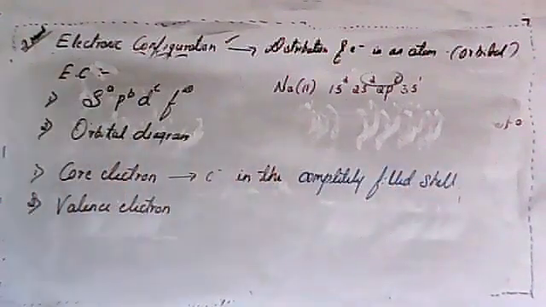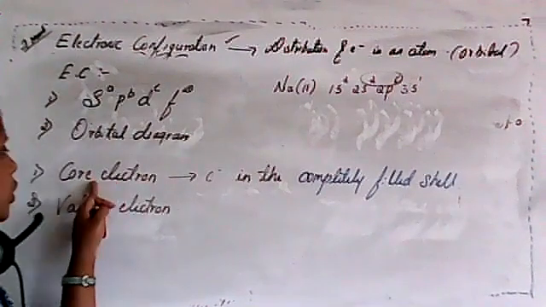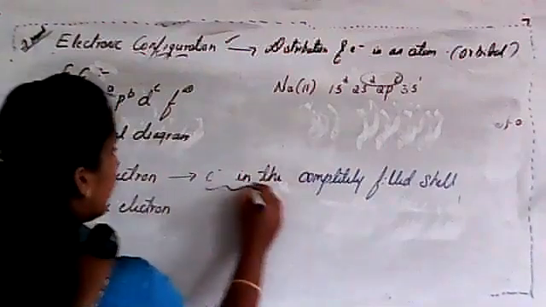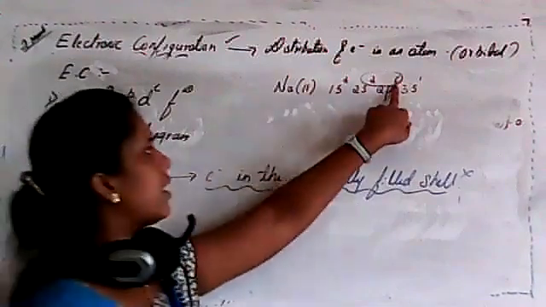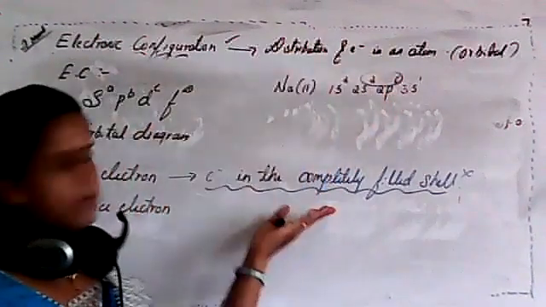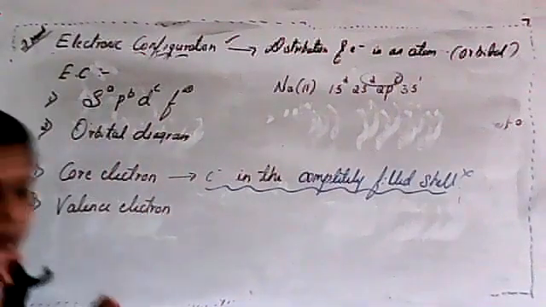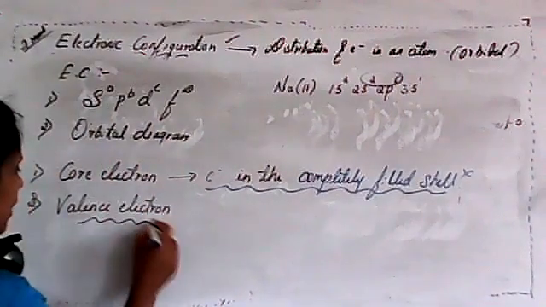Clear? Core electrons are nothing but electrons in the completely filled shell. We don't use this. If we consider sodium, then 6, 7, 8, 9, 10 are its core electrons. But the main thing is the valence electron.